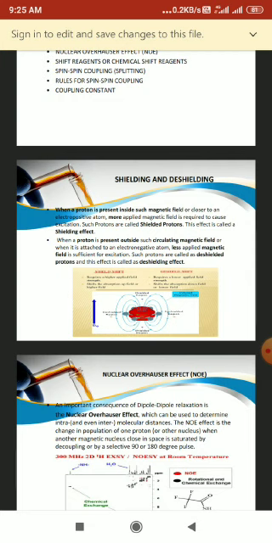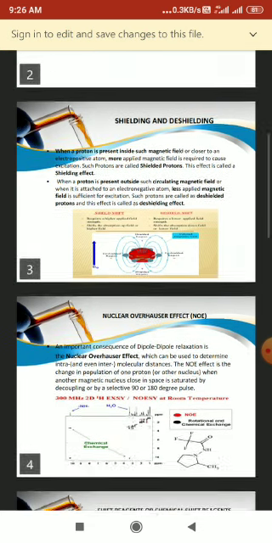When a proton is present outside such a circulating magnetic field, or when it is attached to an electronegative atom, less applied magnetic field is sufficient for excitation. Such protons are called deshielded protons, and this effect is called the deshielding effect.